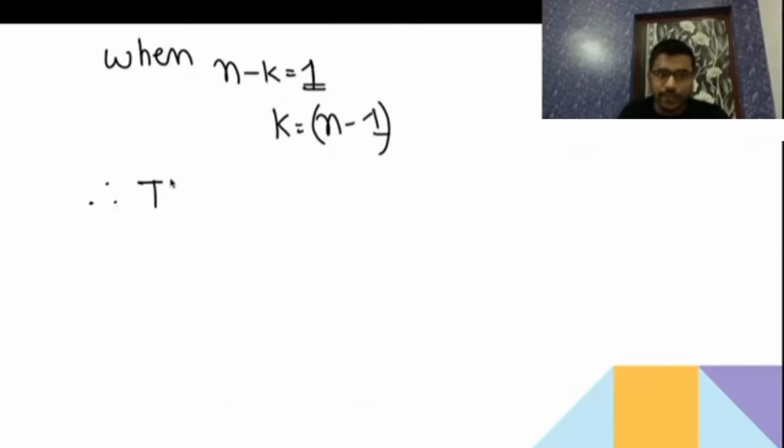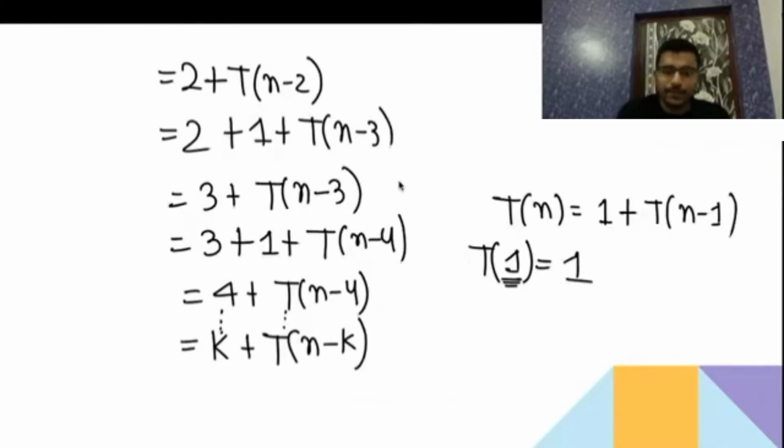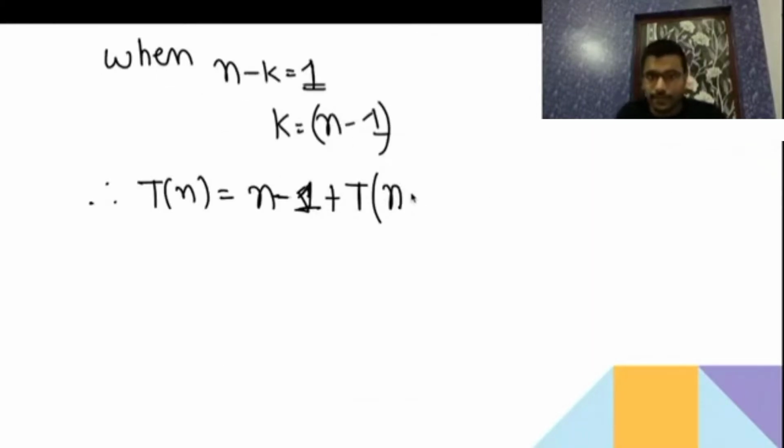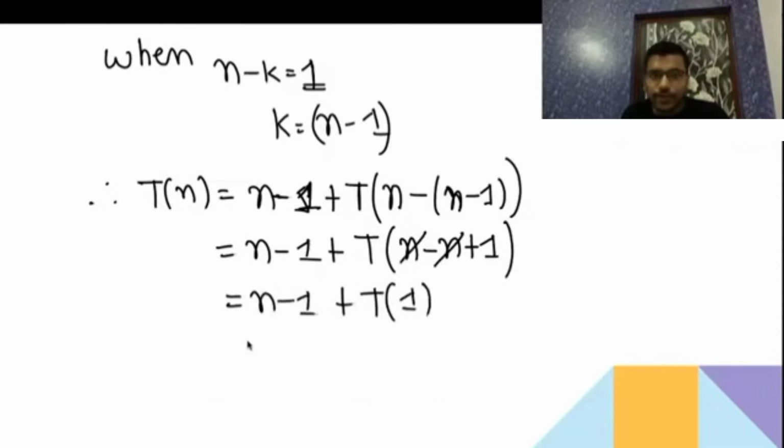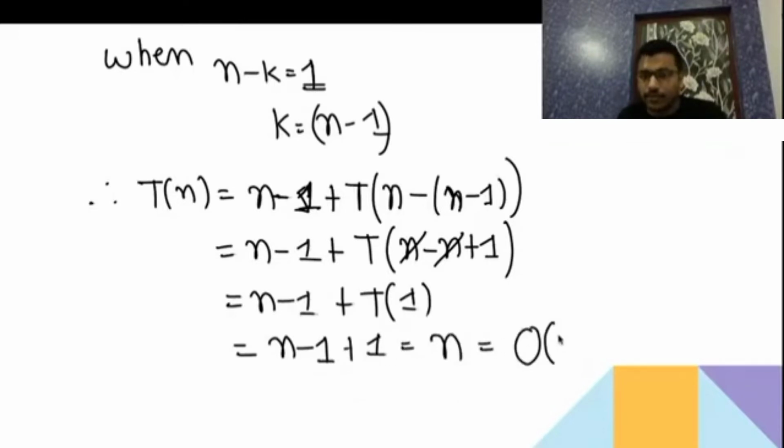So therefore Tn is equal to n minus 1 plus T of n minus k. So in place of k, you will write n minus 1, so it will be n minus 1 plus T of n minus n plus 1. So this will get cancelled out. So it will be n minus 1 plus T1, and T1 is going to take constant time, that is 1, so it is going to give n. So the time complexity is big O of n.